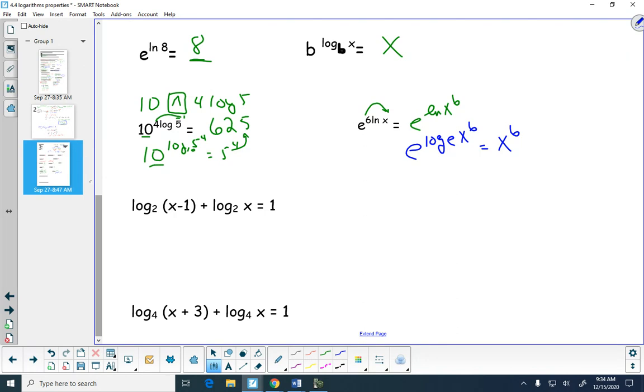Well, what if we had log base 2 of x minus 1 plus log base 2 of x is equal to 1, and I want to solve for x? Well, the first thing we need to do is get this into one single logarithm. So we need to combine both of these logarithms together.